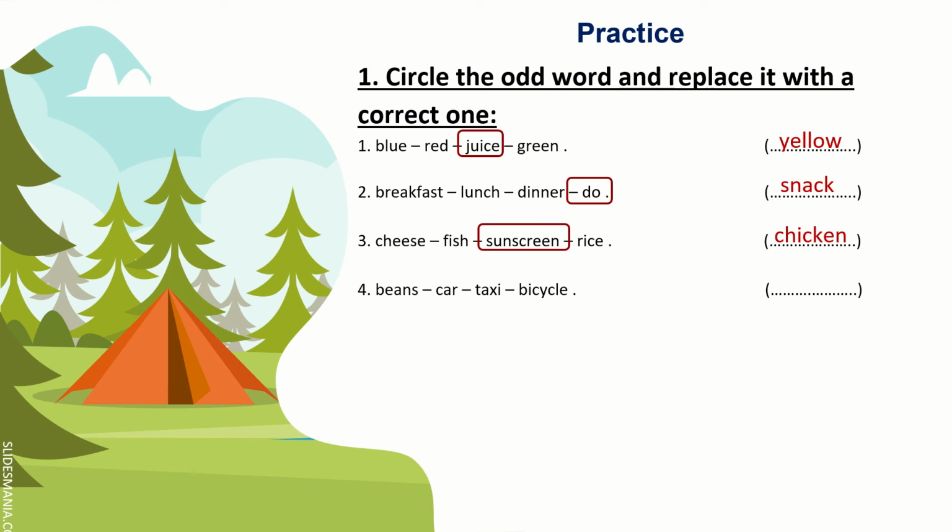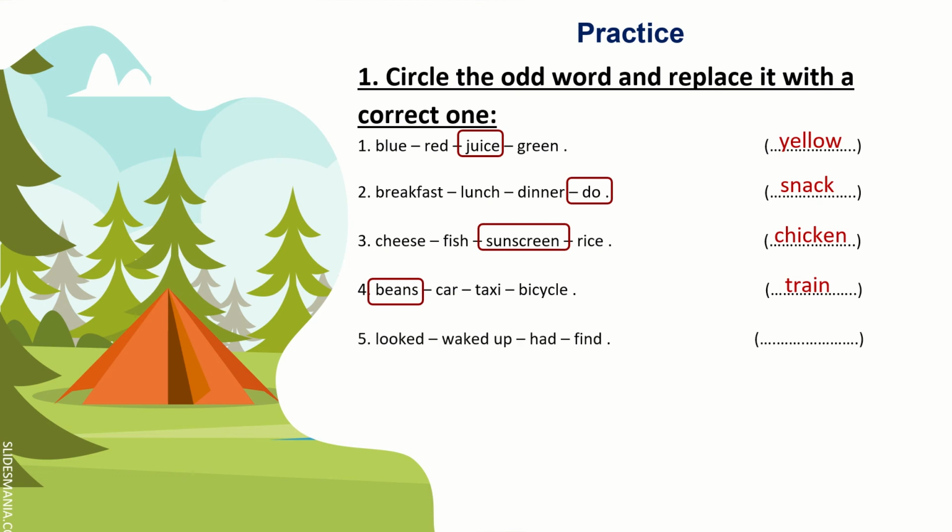Beans, car, taxi, bicycle. Car, taxi, bicycle are what? They are transportation. While beans is what? Beans is food. So we want to replace beans with another word. What other transportation do we have? Think of one. I thought of a train.